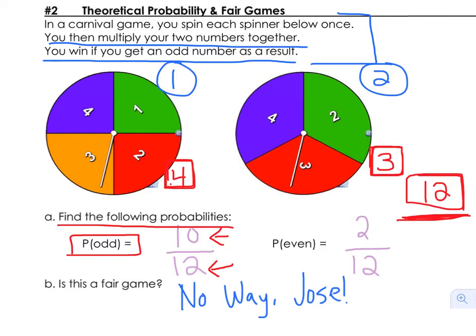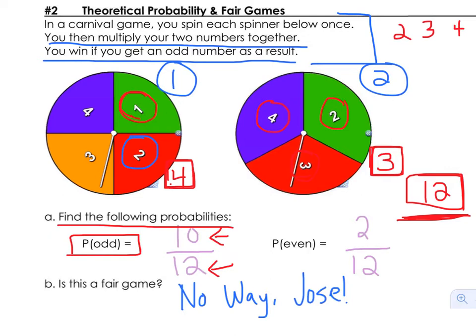So here's what I did. I pretended like I was playing this game, and I started my first spin with the number 1. If I got a 1 on my first spinner, and then I spun my second spinner, what were the 3 numbers I could come up with? Well, if I got a 1 and a 2, I would get 2. If I got a 1 and a 3 and I multiplied them together, I would get 3. And a 1 and a 4, I would get 4. And then I just moved on.